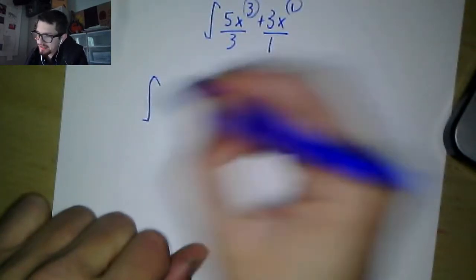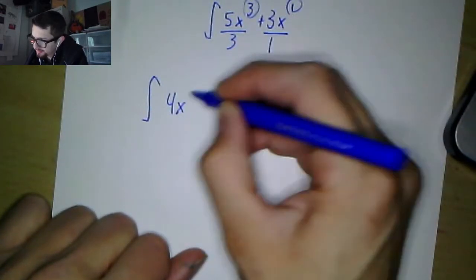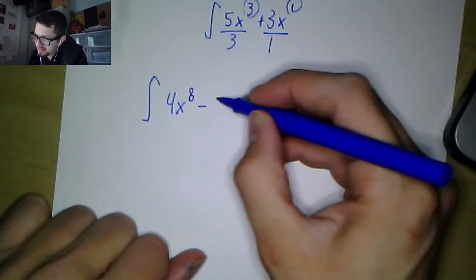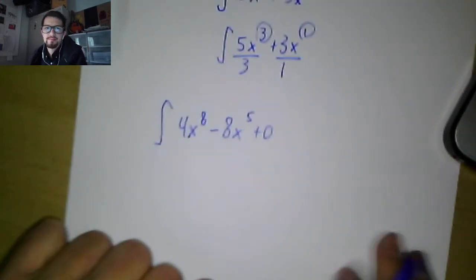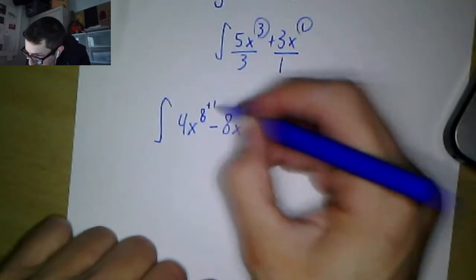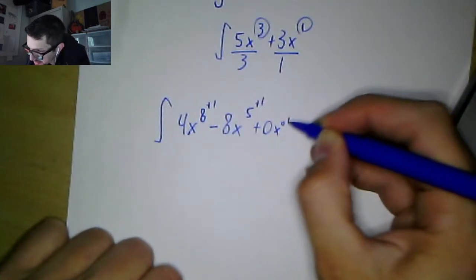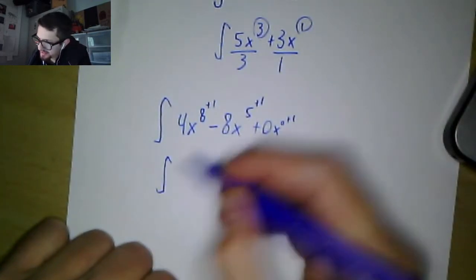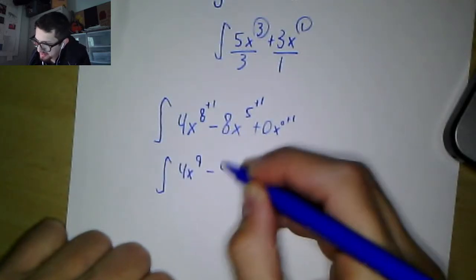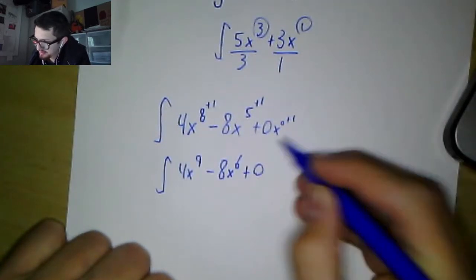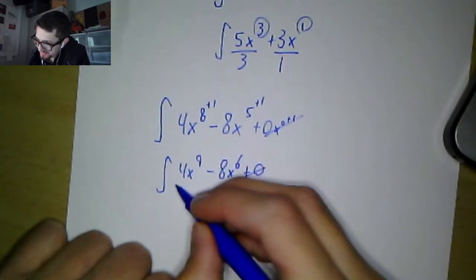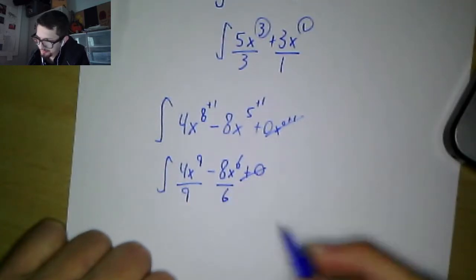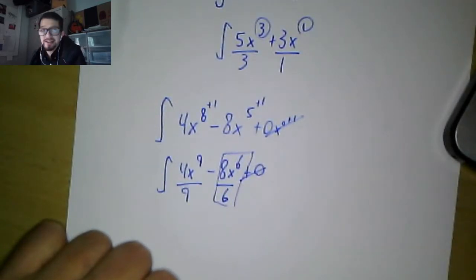Let's say I had, take the integral of 4x to the 8th minus 8x to the 5th plus 0. Well, I'd say 8 plus 1, 5 plus 1, 0x to the 0 plus 1. So I end up with 4x to the 9 minus 8x to the 6th plus 0, because that's still plus 0, so this doesn't even matter. Then I divide this by 9, and I divide this by 6. I can reduce this guy, and once I do that, I'm done.